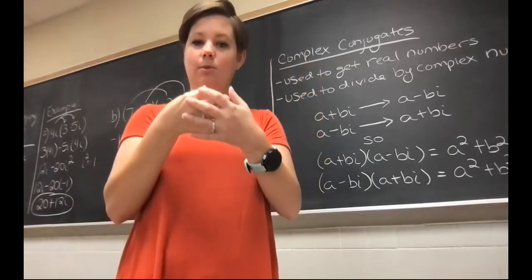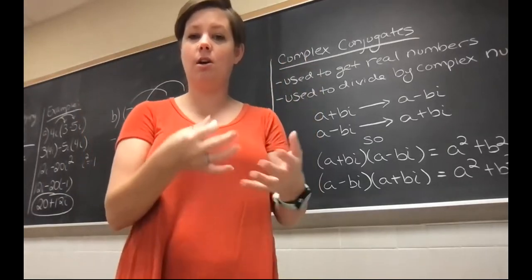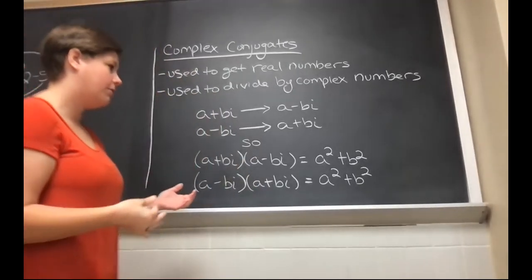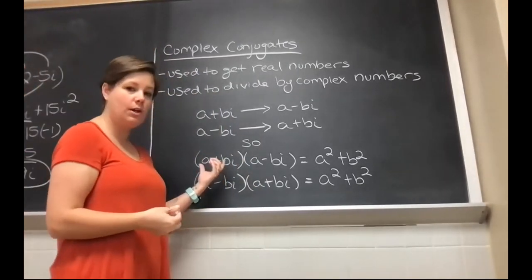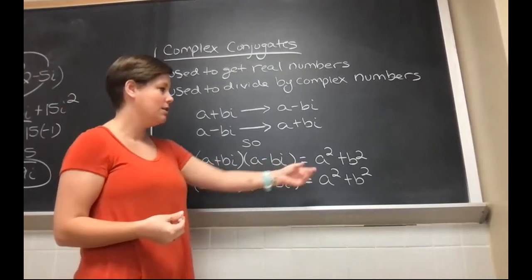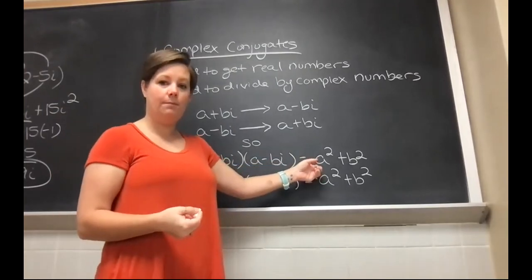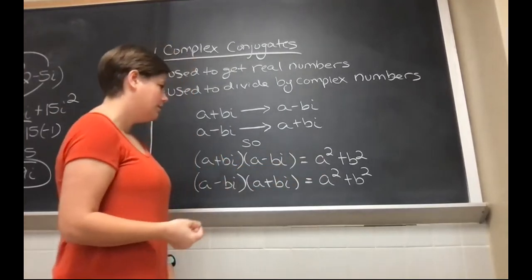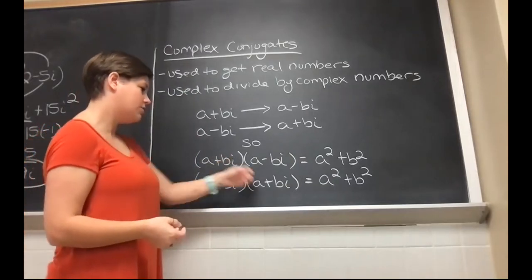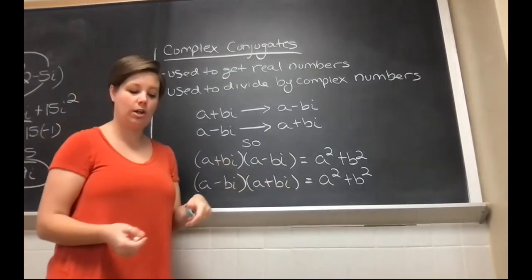When we add them together, we get that middle term, which is our imaginary number. So in order to get rid of that, we have to have a perfect square. And to have a perfect square, we take the complex number and multiply it by its conjugate, and that gives us the perfect square of a squared plus b squared. And since it's multiplication, it doesn't matter if we have the a plus bi first or the a plus bi second, it's going to work either way.